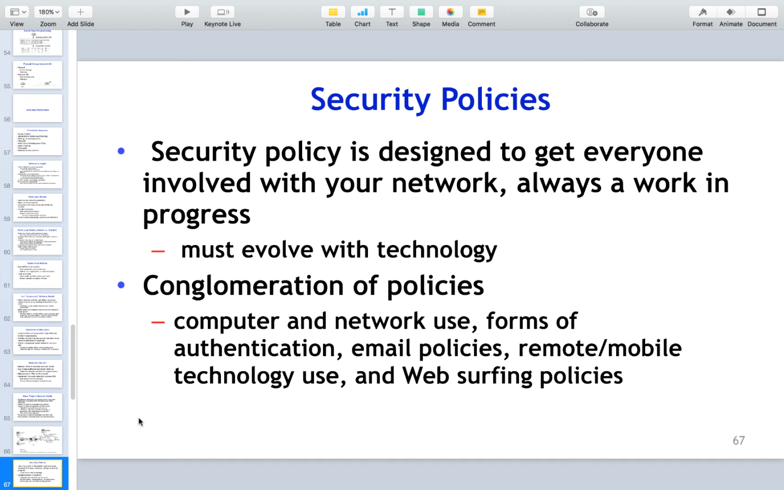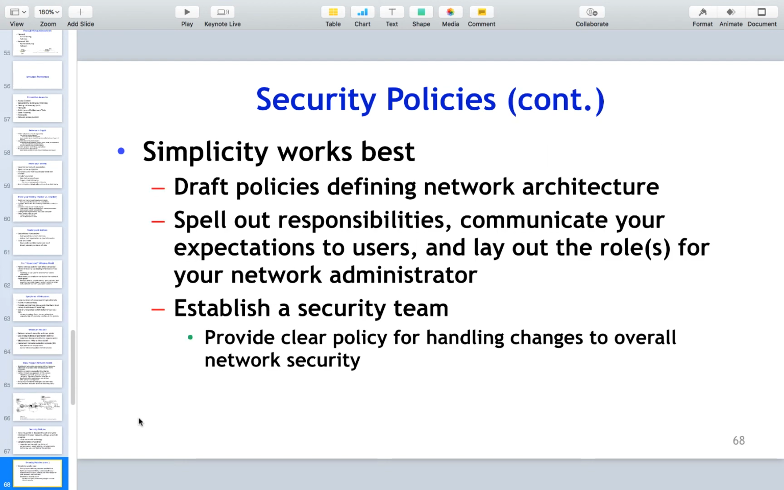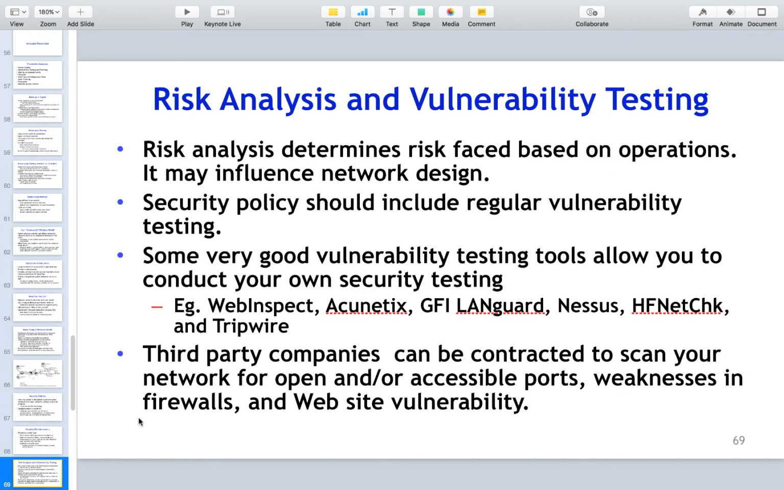Not only do you need to have these policies in place, but actually point out, hey, look, if you do this, then there are consequences for your actions. If you're not encrypting credit card numbers and personally identifiable information, then there are consequences to your actions. The best thing is to draft policies defining the network architecture, spell out responsibilities, communicate your expectations, and lay out the roles for your network administrator. Establish a security team. Provide clear policies for handling changes to overall network security.